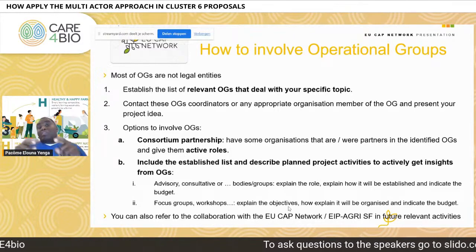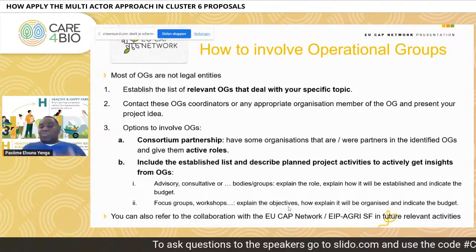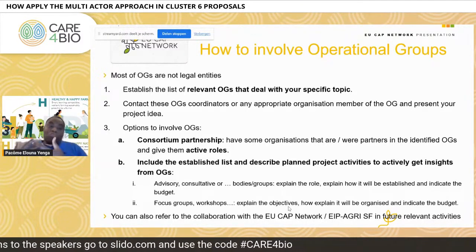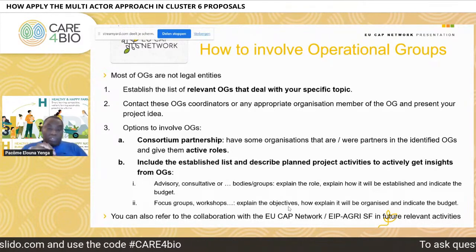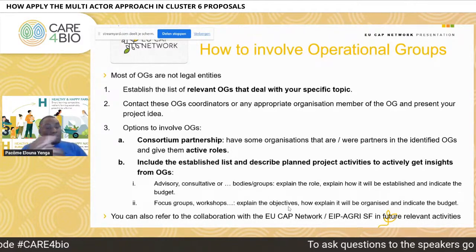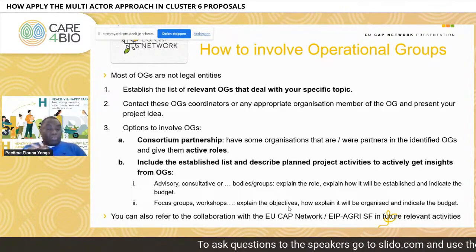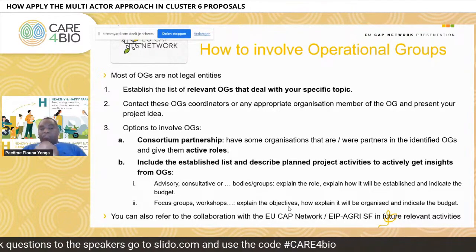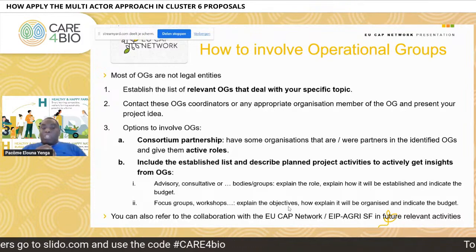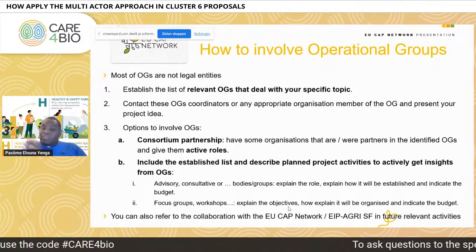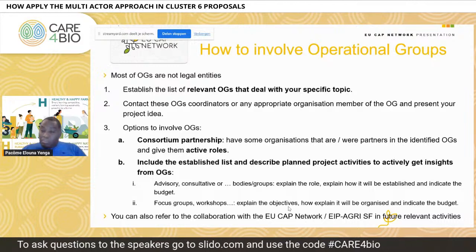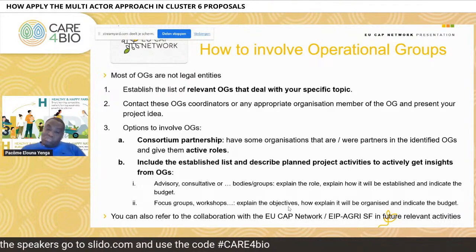You also see that in the partnership of an operational group, you have a lot of small organizations that are sometimes not able to deal with the requirements at Horizon level. Therefore, it would be good to check and look at the most appropriate one. Now, concretely, when you do involve them, you have two options, in fact. Either you make one of them, the most relevant one, I'm saying again, a partner in your consortium, and you give them a clear and active role.